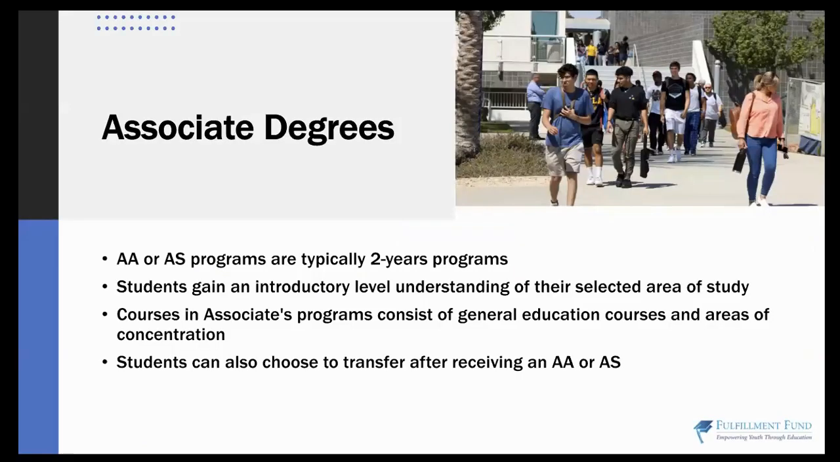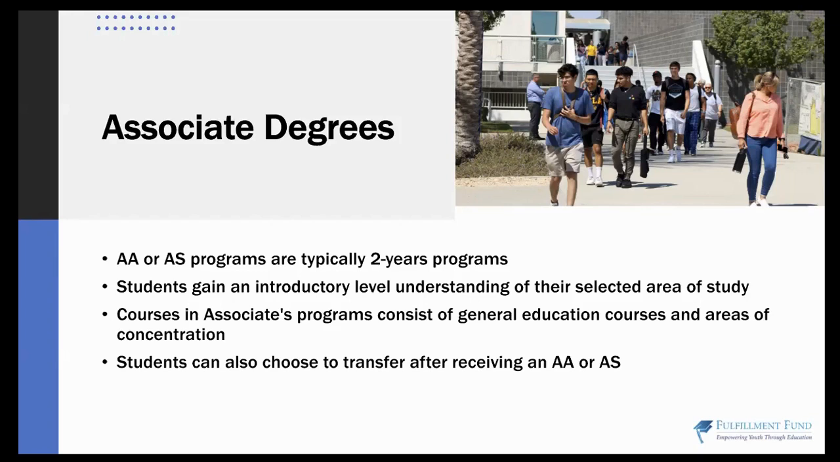Okay, so when it comes to associate degrees, when you're applying, you do have the option to select if you would like to earn an associate's degree, or if you just want to go in and receive a certificate in pretty much what you want to study. So there's AAs, which is the Associates of Arts, and then there's also Associates of Science programs. These are typically 2-year programs. Again, you can earn an associate's degree and also transfer to a 4-year school.